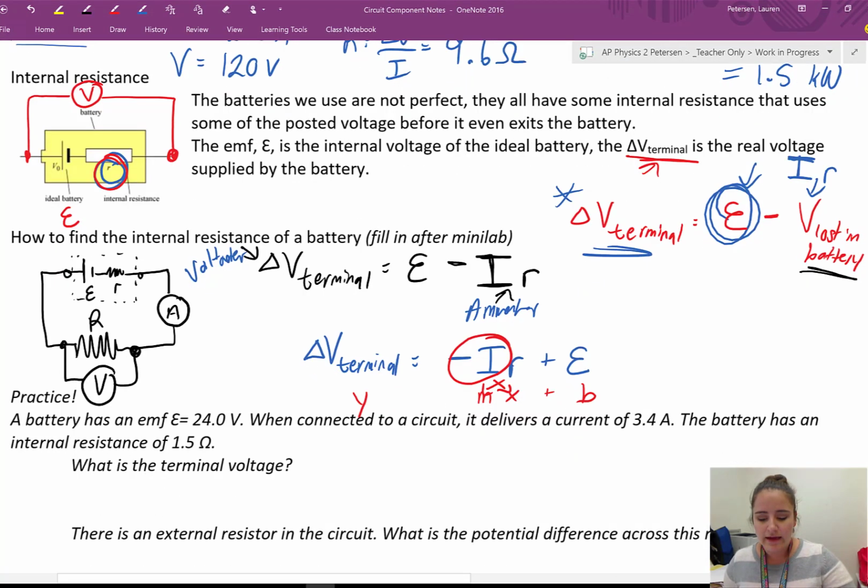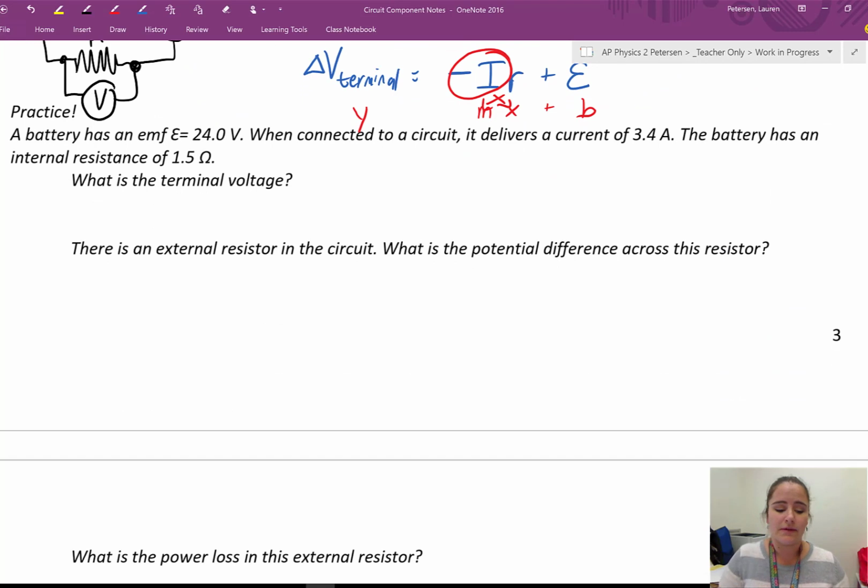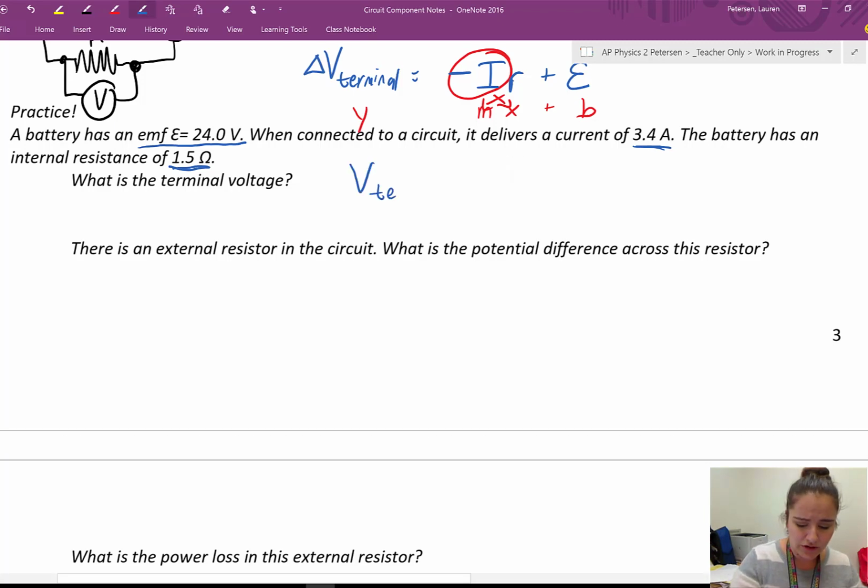In a problem, it might look something like this. A battery has an EMF of 24.0 volts. When it's connected to a circuit, it delivers 3.4 amps of current, and we know the battery has an internal resistance of 1.5 ohms. So it's asking you for the terminal voltage, the voltage that you would measure across the terminals of the battery. Well, our terminal voltage is going to be equal to our theoretical voltage.